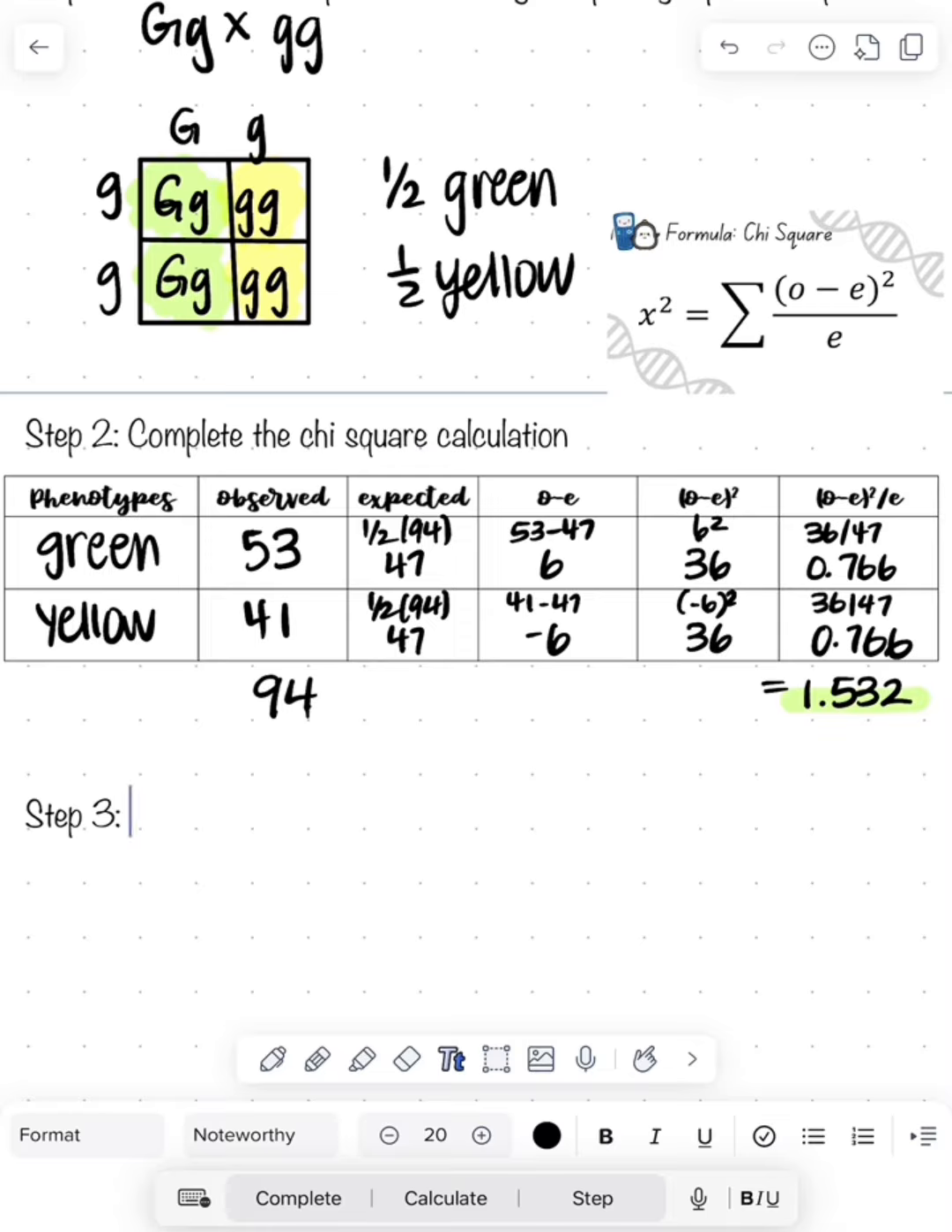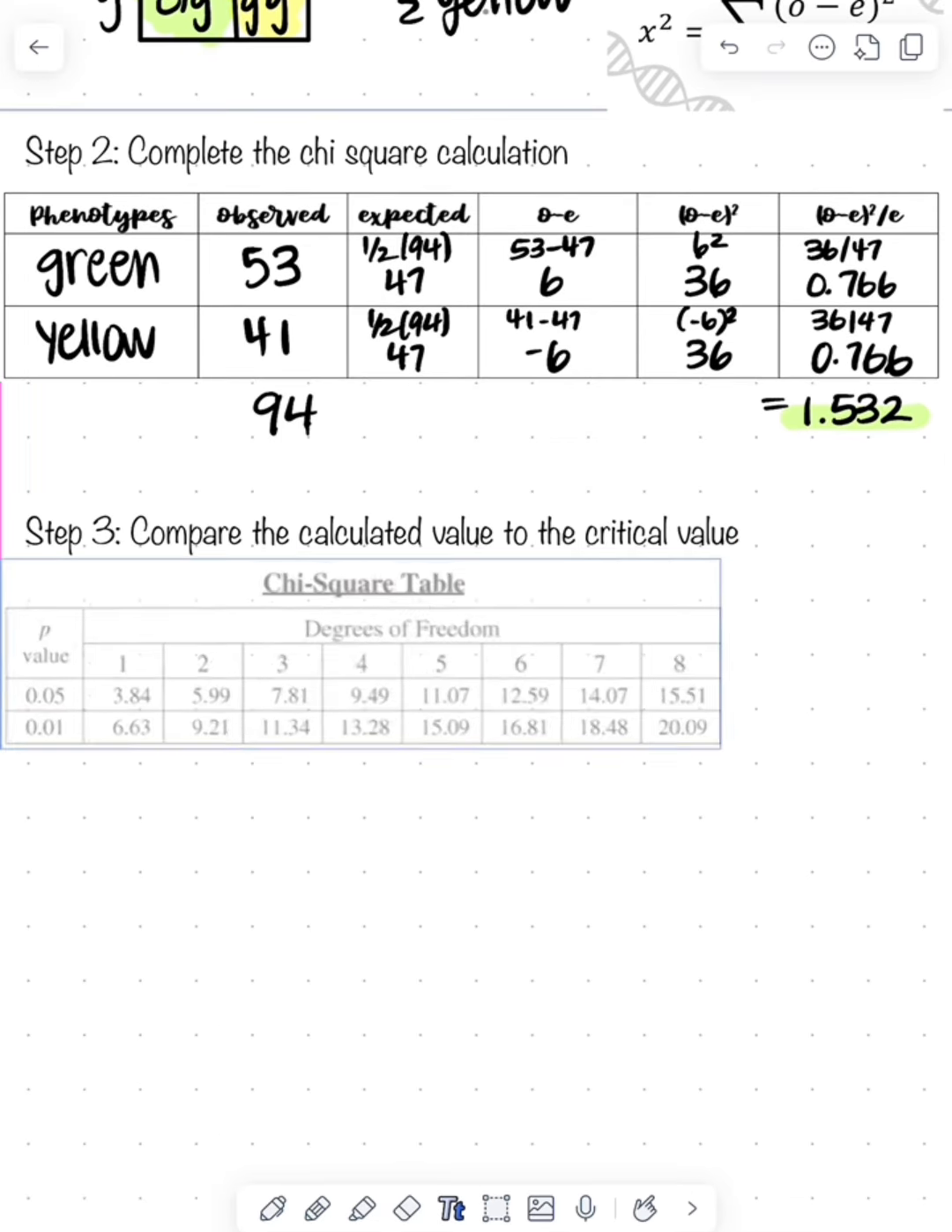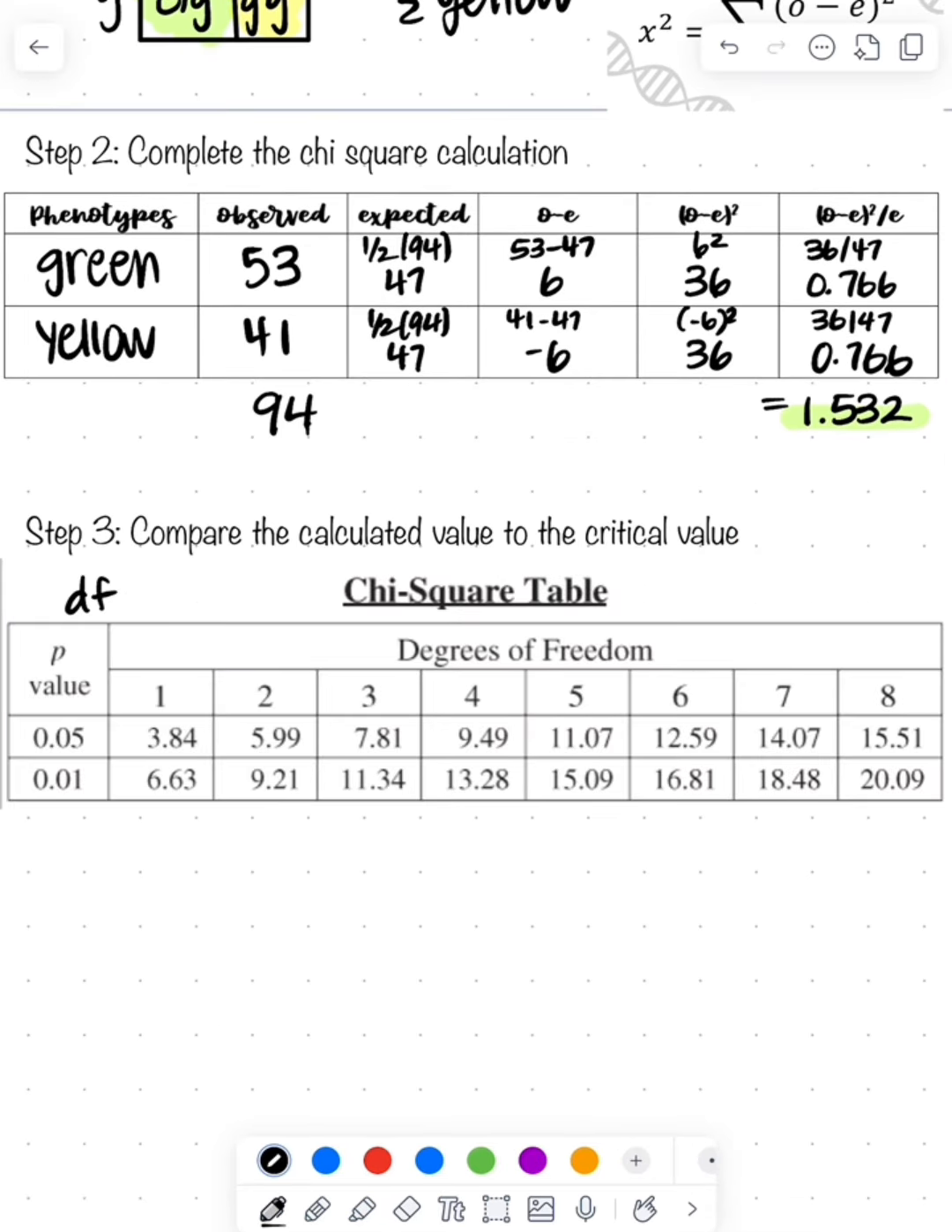We're now going to compare our calculated value to the critical value, or the value that's given in the chi-square chart. So let's pull up the chi-square chart for us. We're going to look at a degree of freedom of 1, because I have two different phenotypes, so 2 minus 1 equals 1. And my p-value will be 0.05. So my critical value is 3.84. My value is going to be less than this, so I will fail to reject the null.